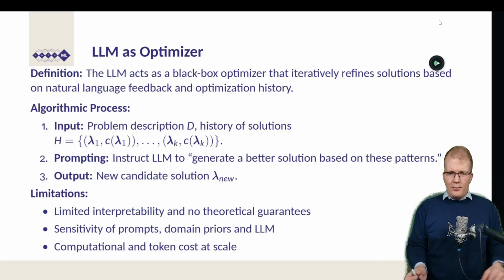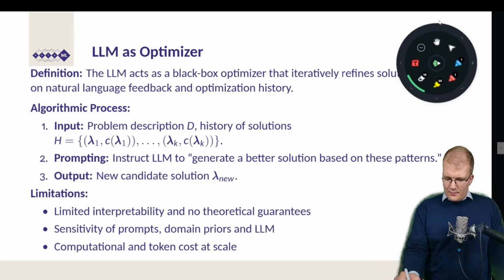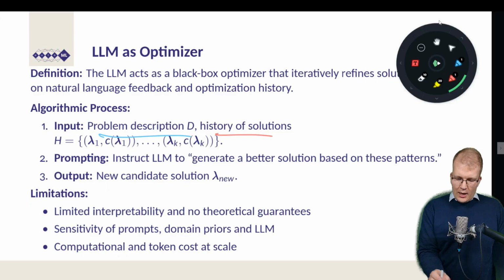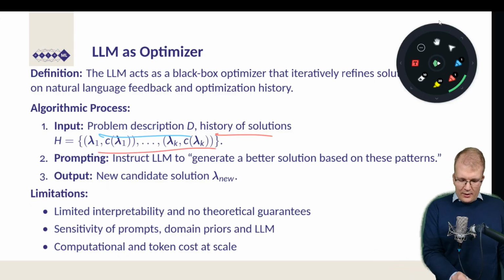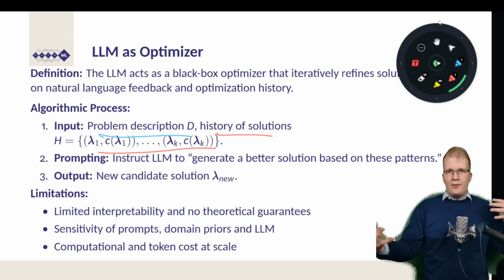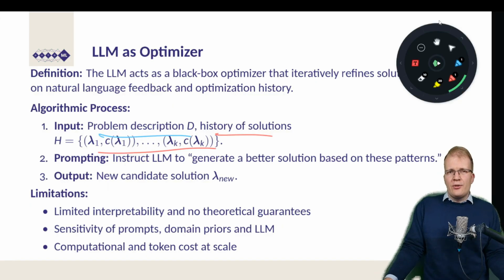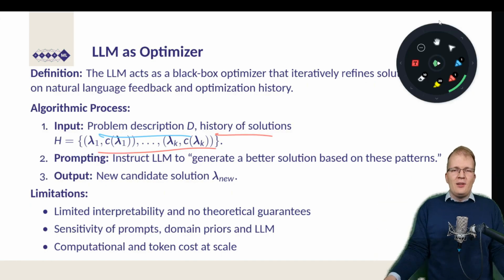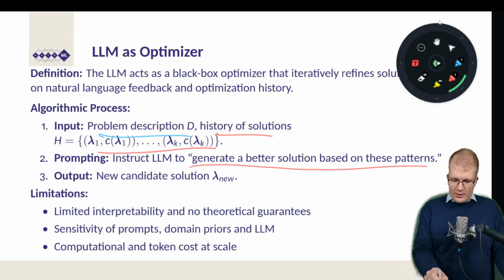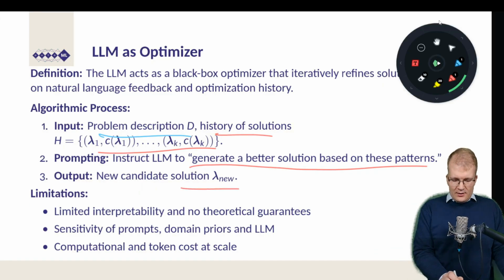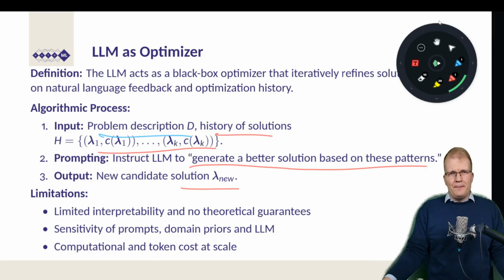So we're saying the input is the problem description. And we also have the history of solutions, very similar to what we had before. So we have different kinds of designs or algorithms, and we already did an evaluation of them, knowing how good they are or not. And then we prompt the LLM, of course a bit more complex than what was written here, to generate a better solution based on these past patterns and observations, in hopes that it will output something new, which might be better.